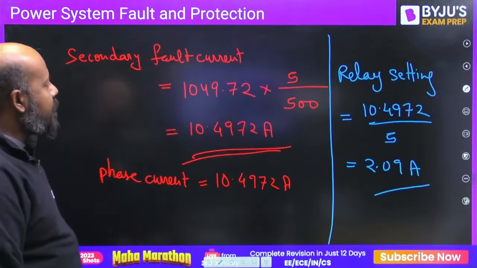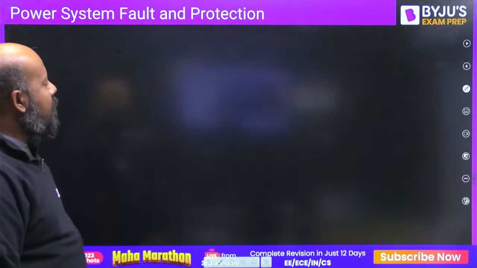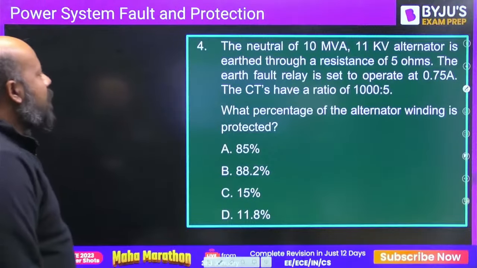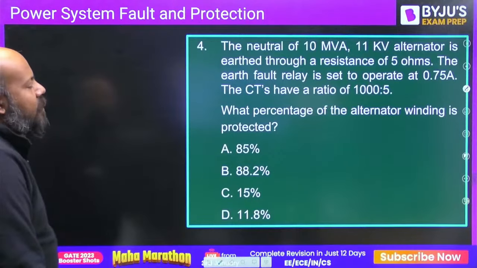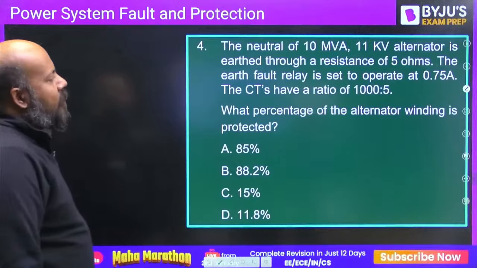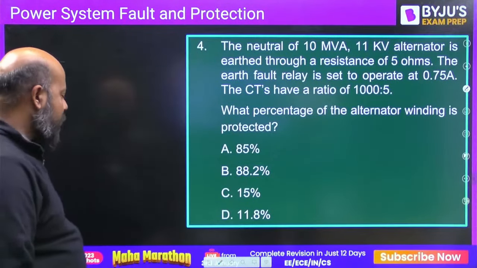See the next question. The neutral of a 10 MVA, 11 kilovolt alternator is earthed to a resistance of 5 ohms. The earth fault relay is set to operate at 0.75. The CTs have a ratio of 1000 is to 5. What percentage of alternator winding is protected?